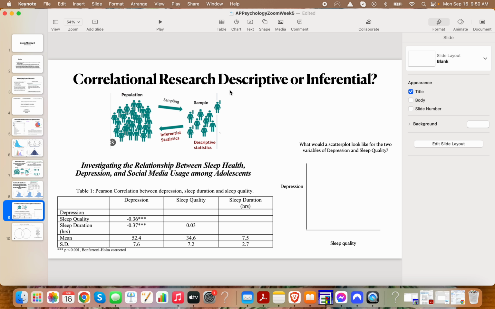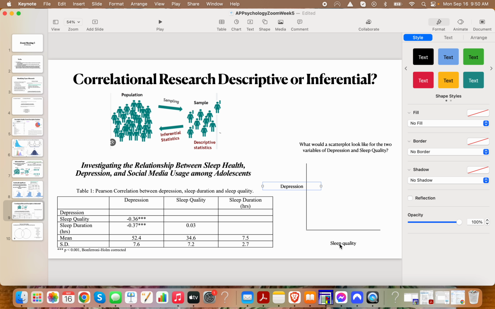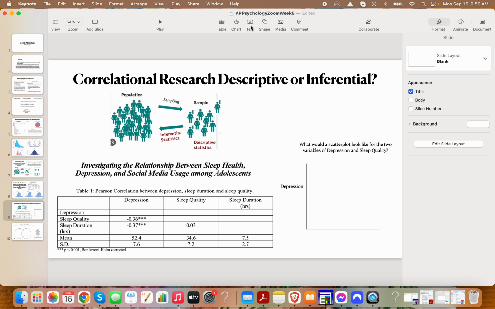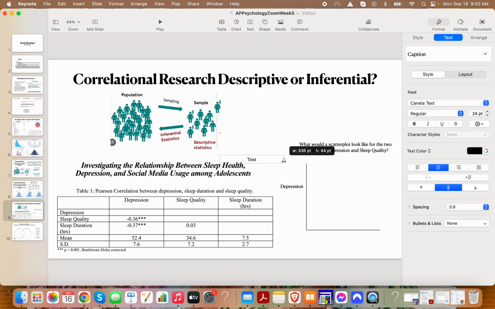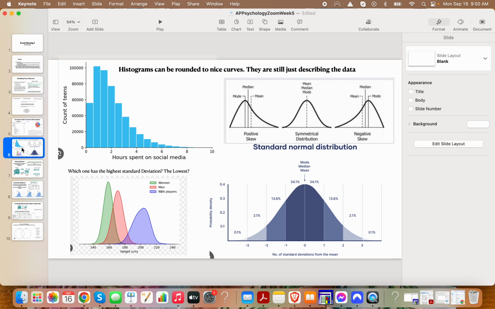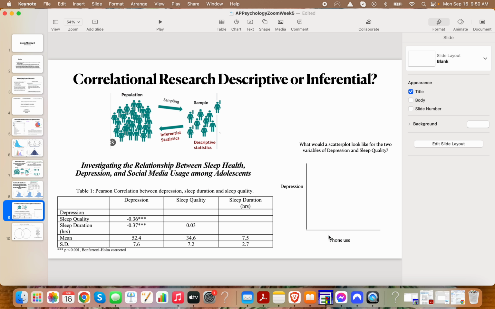Partially the question is, is correlational research just descriptive, or is it also inferential? Correlational research is descriptive if all I'm doing is taking a sample and asking them questions. I'm going to get rid of this and keep depression here. I'm going to put the variable of phone use. We want to look at how much time they're on their phone and how depressed they are.